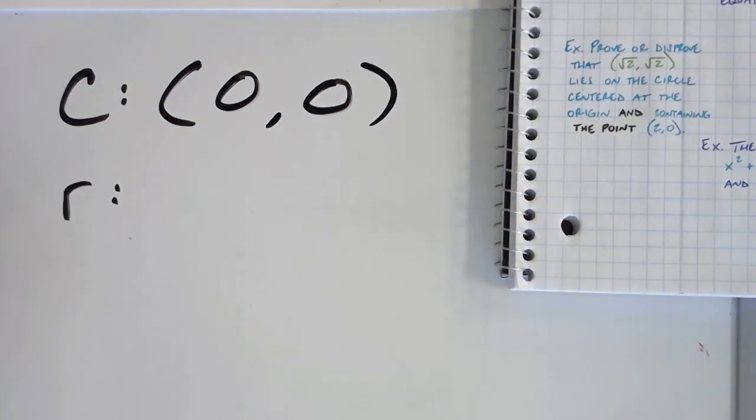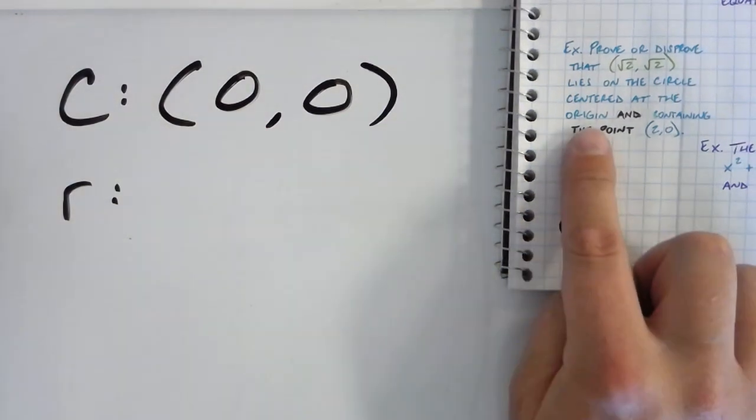Now, the other piece of information tells me that it contains the point 2, 0. At this point, I could do the distance formula. Plug it into x1 minus x2 quantity squared plus y1 minus y2 quantity squared. Take the square root of that whole mess. It's a lengthy process, but not terribly complicated. Or, in this case, it's actually a bit of a shortcut.